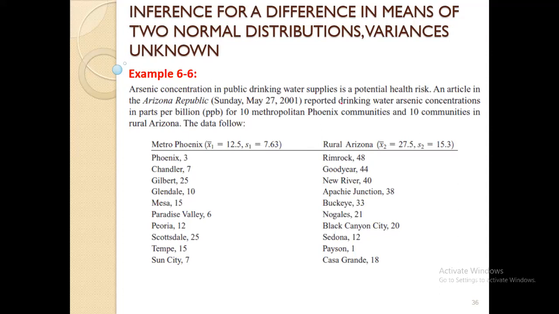Okay, the data are shown here. This is the concentration in ppb in 10 areas in the metropolitan and in the rural. This is in metropolitan. Okay, we have 10 samples, and we know X bar 1, we know S, and we have calculated it already on this data.